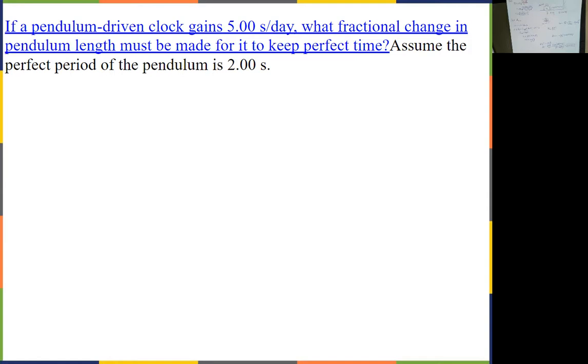It's asking you to calculate this as a fractional change. Because the change is very small, you want to keep a lot of digits during your calculation. If you keep just 2 or 3 digits, that might not be enough. I had to keep like 6 decimal places for this one.